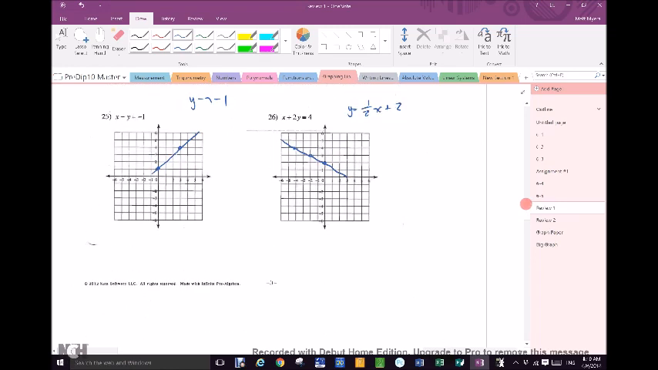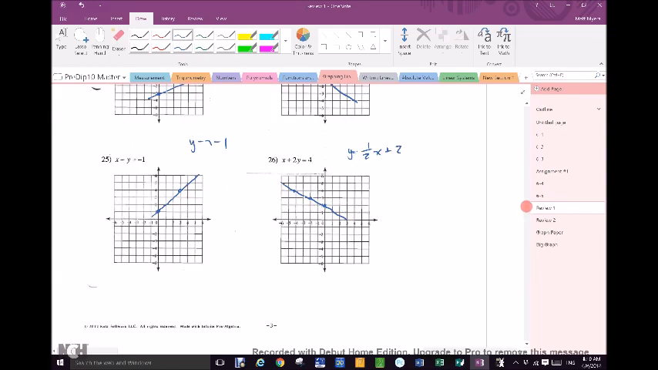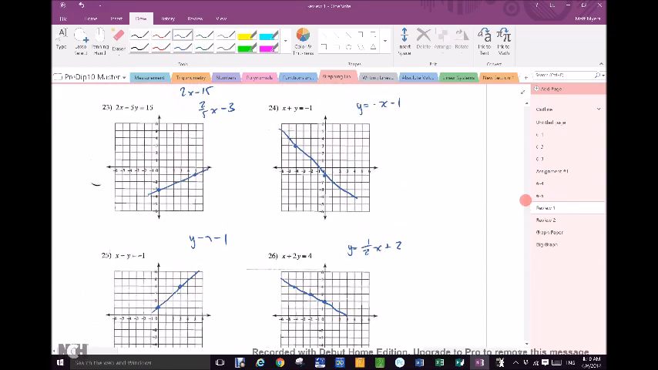Everybody good? 24. Yeah, I think it's going to be y equals x plus... What? Yeah, it's not, look at 25. Well, he asked about 24. You're asking about 25? Oh, what it's supposed to be, y equals x plus 1. Yeah.